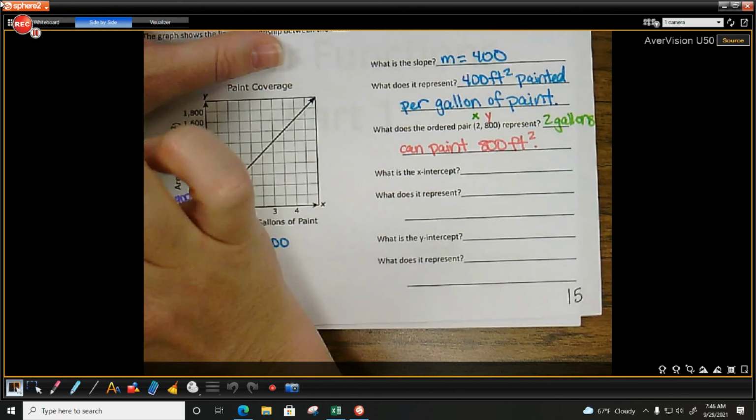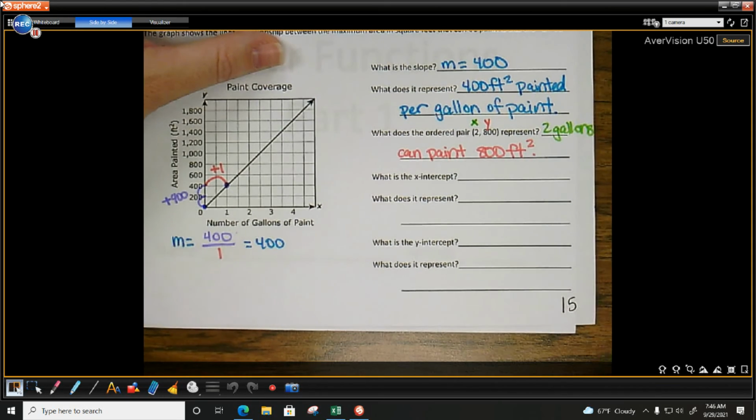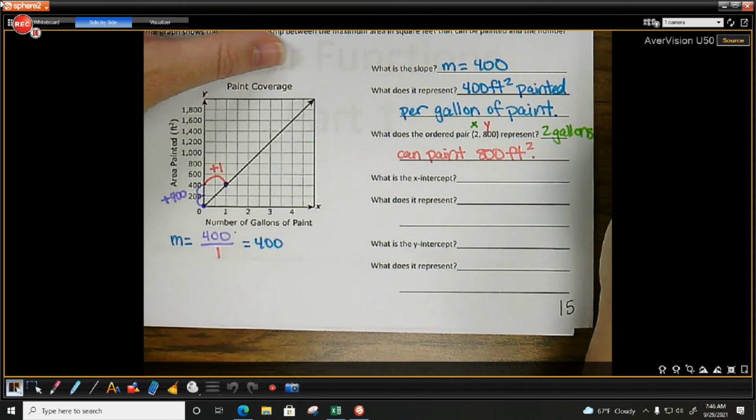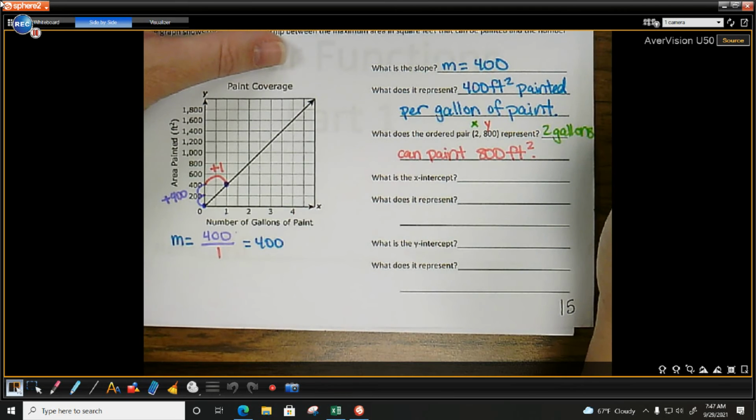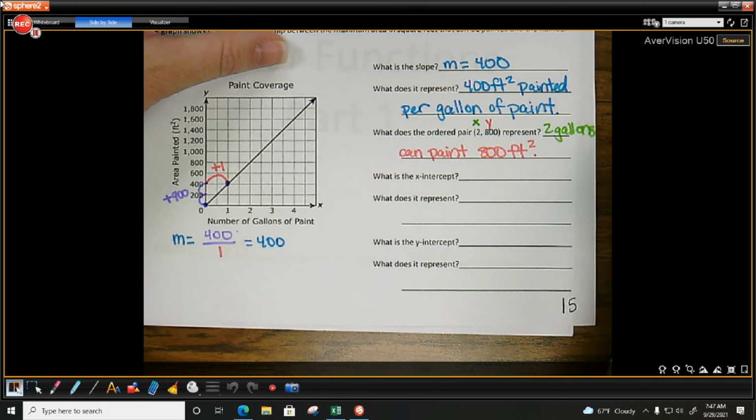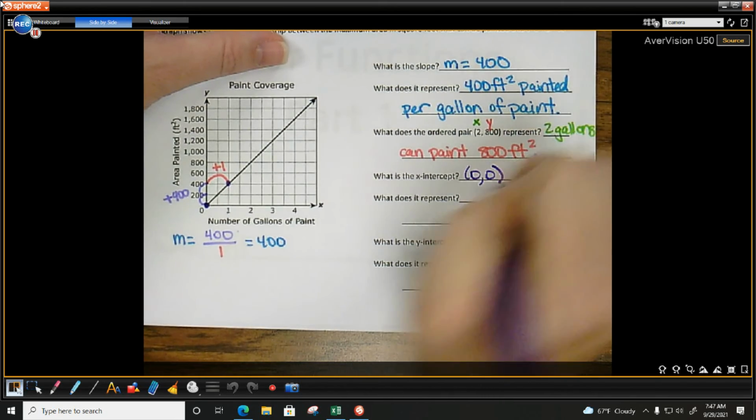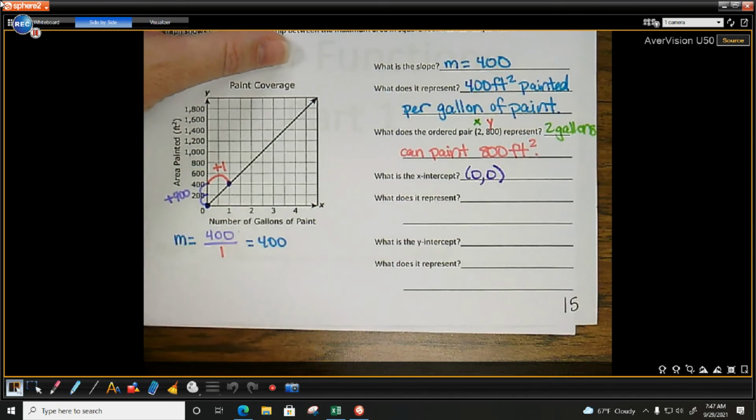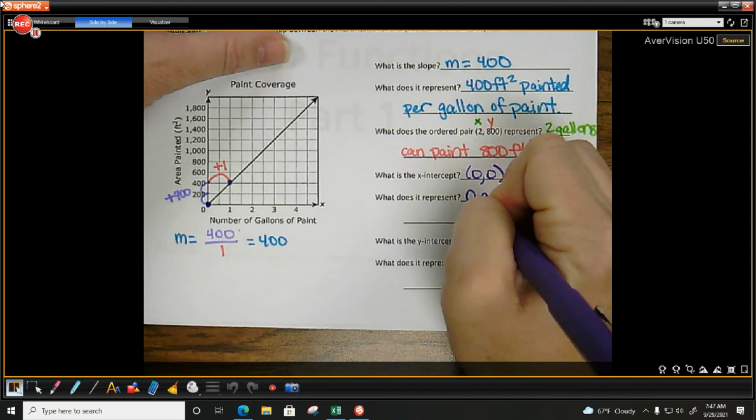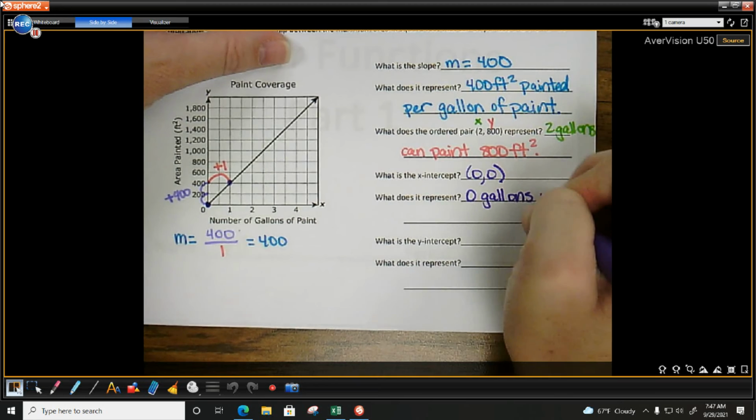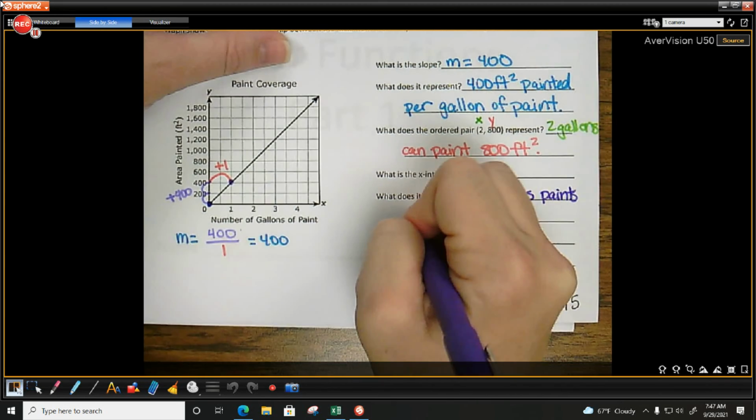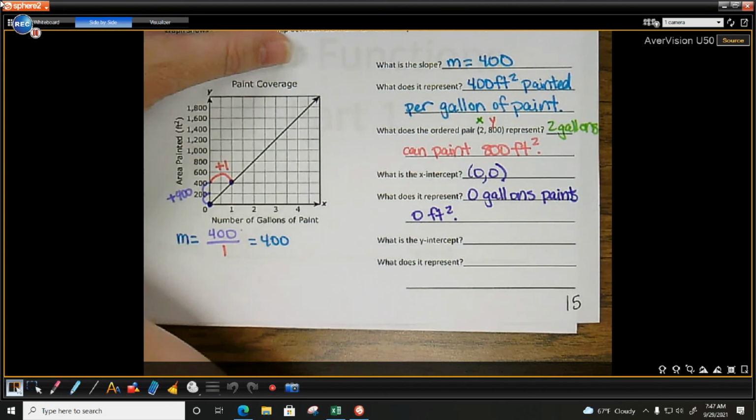Okay, what's the x-intercept? What's the x-intercept, guys? Where's it hit the x-axis? 0, 0. Hits at the origin. What does that mean then? Zero gallons of paint paints 0 square feet. Good?